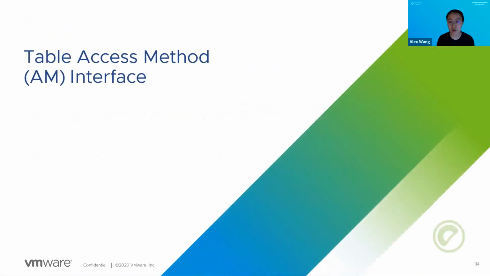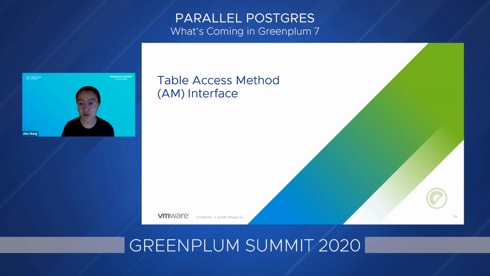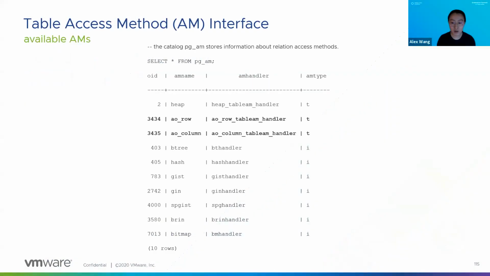Now we can move on to table access method interface. The table AM interface, or sometimes called pluggable storage API, was introduced in Postgres 12. It is a nice abstraction that separates the execution engine and the storage layer. We'll next take a look at how Greenplum leverages this interface for the append optimized tables. While there are different storage layouts and access patterns for tables and various indexes, for tables in Greenplum, we always have heap tables and append-optimized tables.